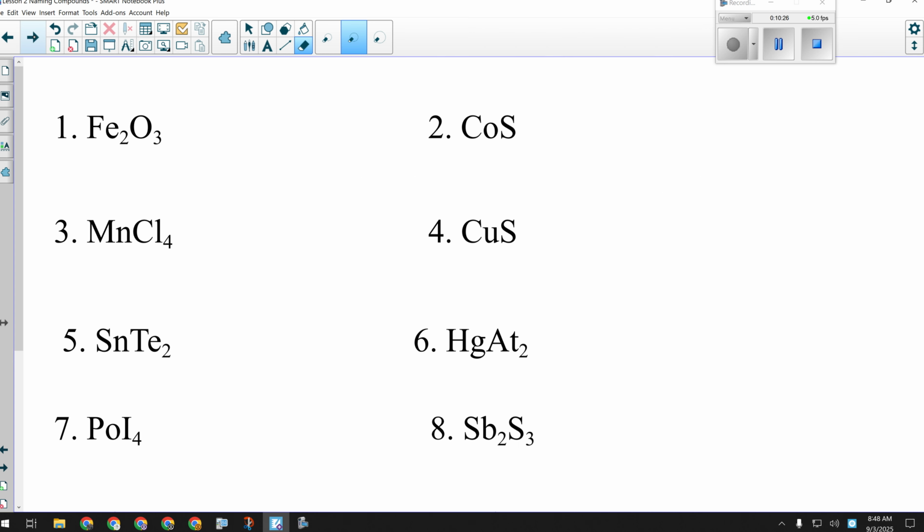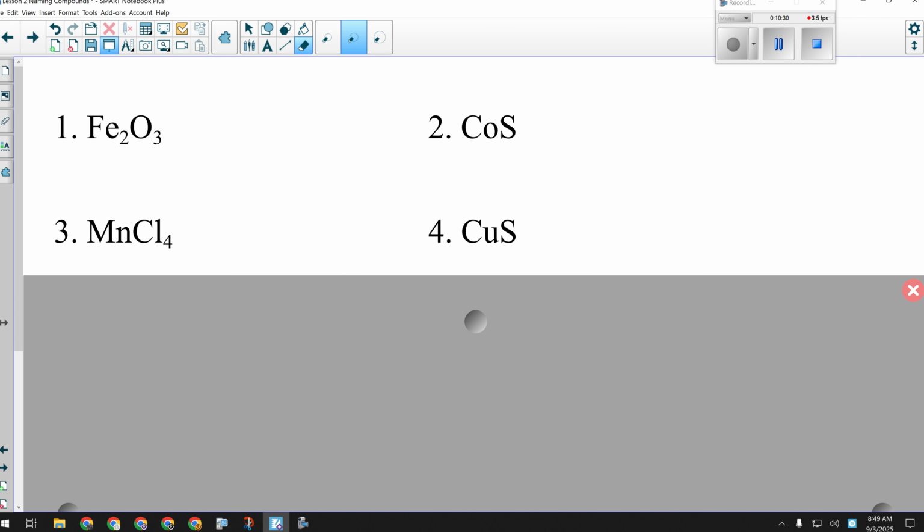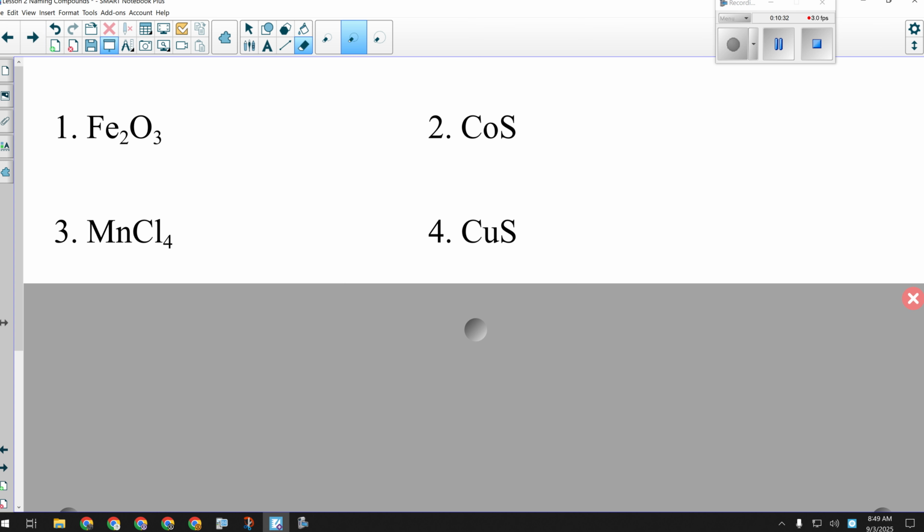I would like you guys to try, we already did number 1. So let's try 2, 3, and 4. Actually, we already did number 4 as well. That was one of our other examples. So let's just do 2 and 3 for right now. I'll give you a couple minutes on 2 and 3, and then we'll go over them together.